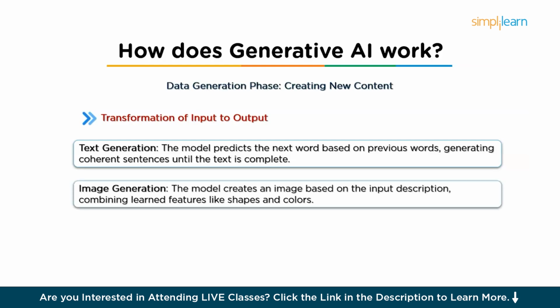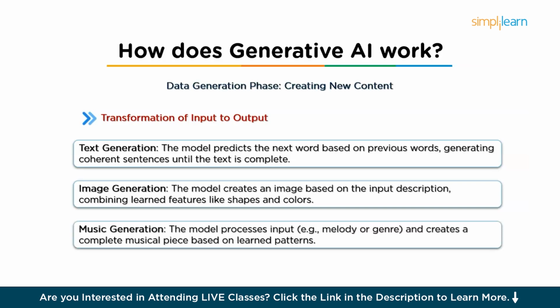And then for image generation, if the input is a description, the AI will generate an image that fits that description. The generator uses what it has learned about textures, shapes, colors, and other image features from the training data. For example, if the description was a cat wearing a top hat, the AI would combine the learned features of cats and hats to create an image that matches the description.